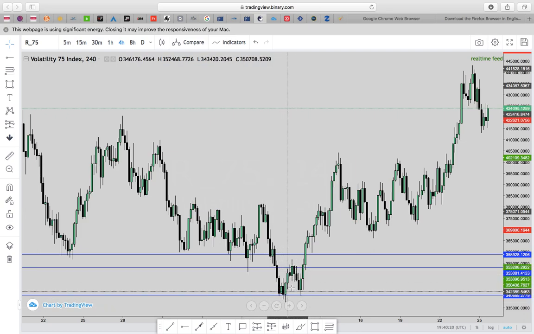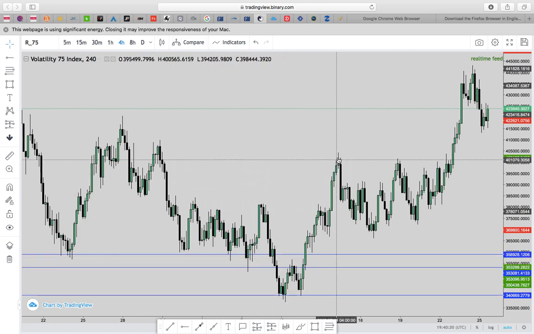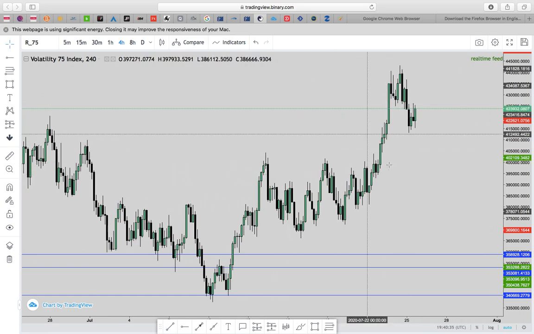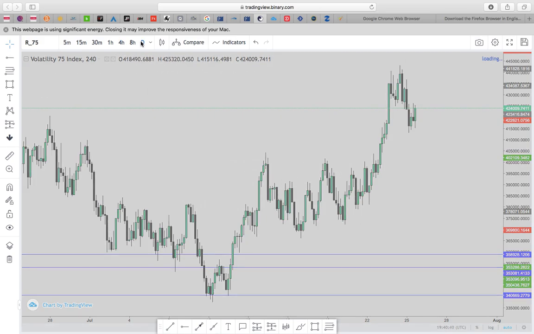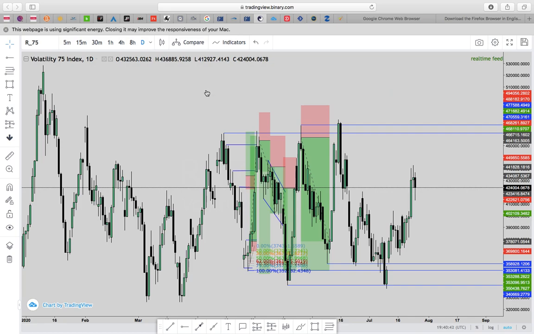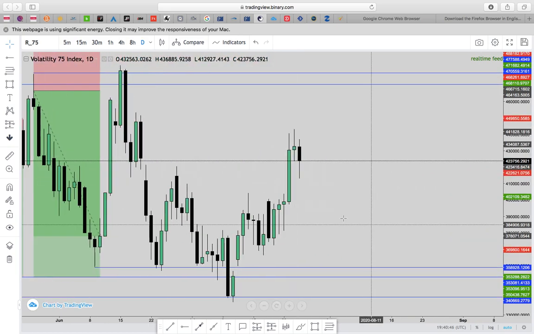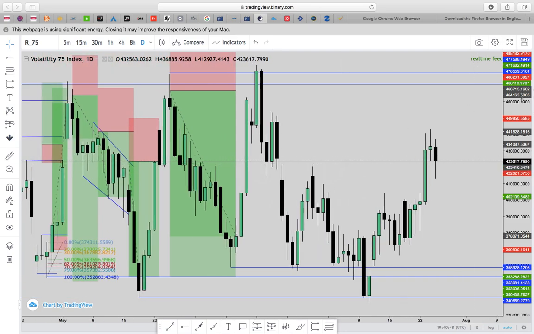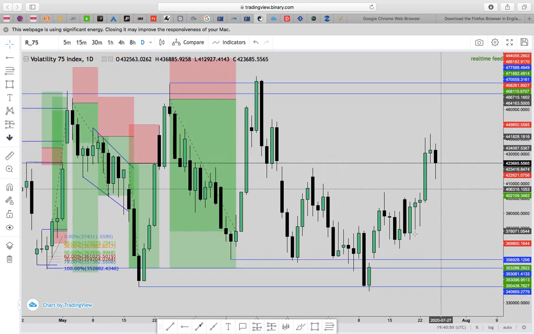You see what is happening where market closed. This is the target that I told you guys from the left side. Then market did what? Market respected these levels. Then market bought again. So when market bought, this is the current level of market. What is happening? Let's say we move to daily and try to see what is happening on daily.